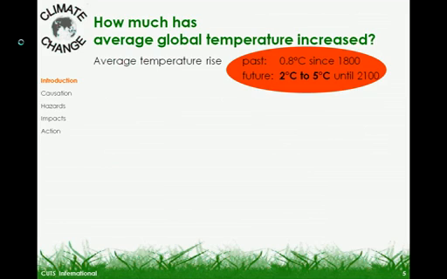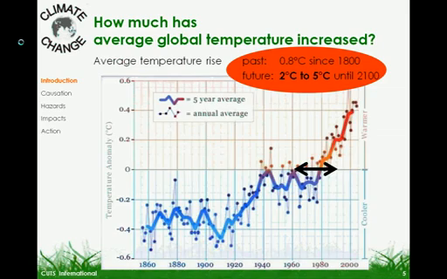How much has average global temperature increased? Did you know that since 1800 the temperature has risen by 0.8 degrees? By the end of the century, the temperature will have risen by 2 to 5 degrees.